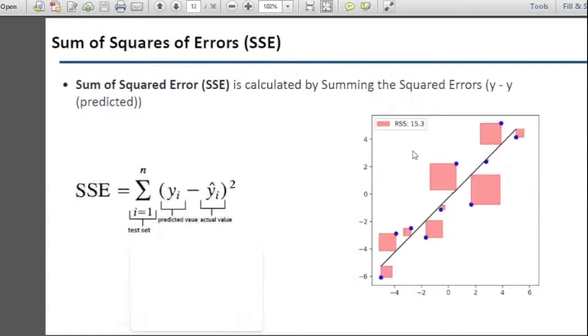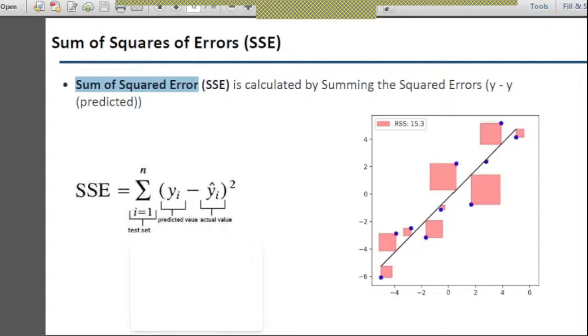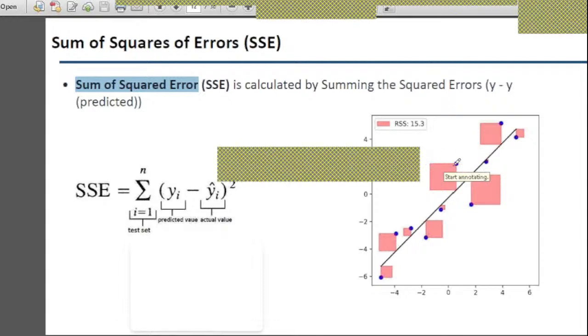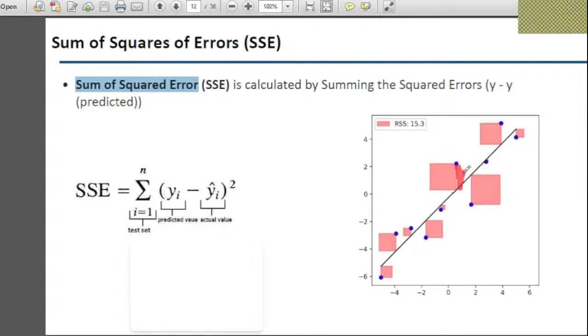Now pictorially, I've just shown you what is SSE. Simply sum of squared errors. So if this is my regression line, black one, and this is the error. This is the error, right? This was my y actual.